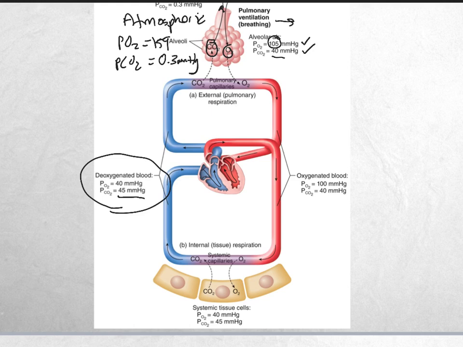Now we look at our oxygenated blood, and we're moving to our tissue level. We see that our partial pressure is not really changing much.